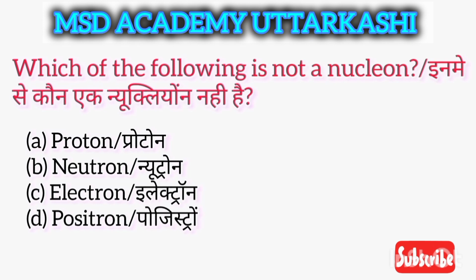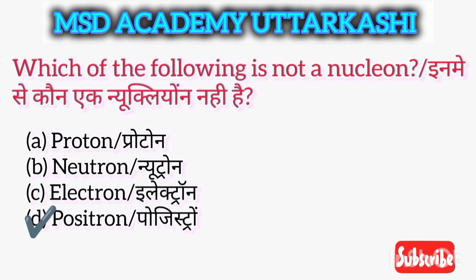Next question. Which of the following is not a nucleon? Option A proton, option B neutron, option C electron, option D positron. So the correct answer is option D positron.